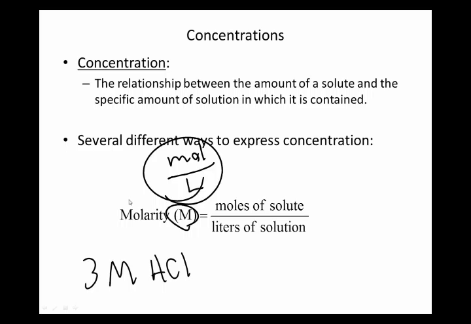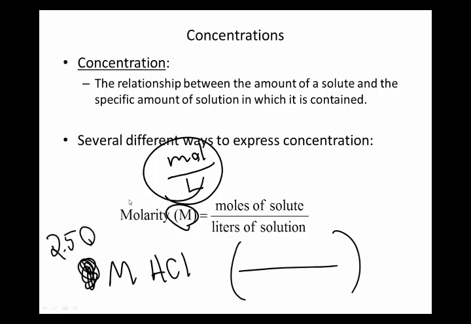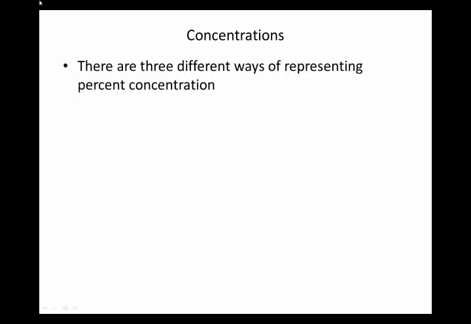And as you might be able to predict, I think the easiest way to think of this is as a conversion factor like we did with density. So let me give you a more realistic number with significant figures and everything. 2.50 molar HCl, I would think of that as 2.50 moles HCl per 1 liter of solution. Right? Okay.